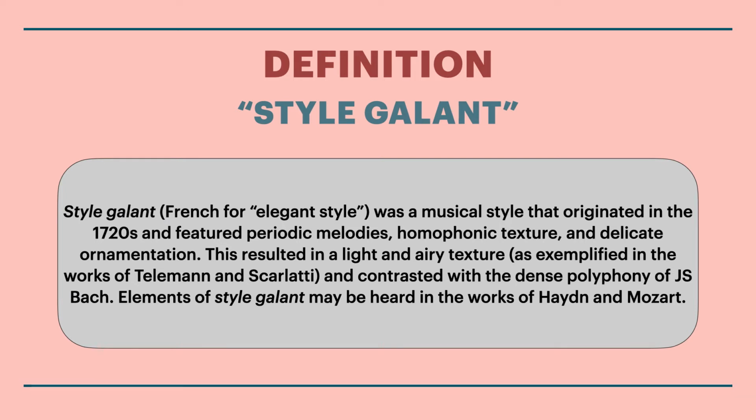Now, Style Galant. It's French for elegant style, and it's a musical style that originated in the 1720s and featured periodic melodies, homophonic texture, and delicate ornamentation. This resulted in a light and airy texture, as exemplified in the works of Telemann and Scarlatti, and is contrasted with the dense polyphony of J.S. Bach. Now, these elements of style galant may be heard in the works of Haydn and Mozart. So think of your typical early to mid-classical sound, something like Eine Kleine. That's something we're going to be studying after Haydn, and you've really got style galant there.